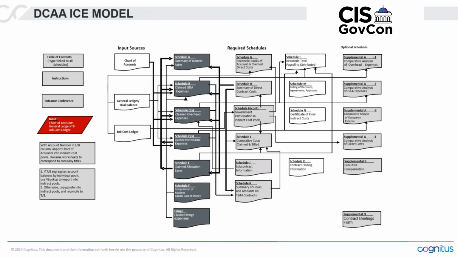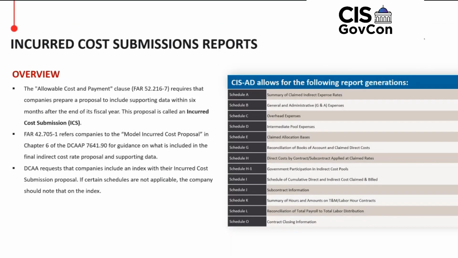Again, if you're watching this video, you're probably very familiar with this DCAA ICE model, which shows the interdependency and interrelationship of each of these schedules. The Cognitus industry solution allows for the following schedules to be generated, schedules A through O.